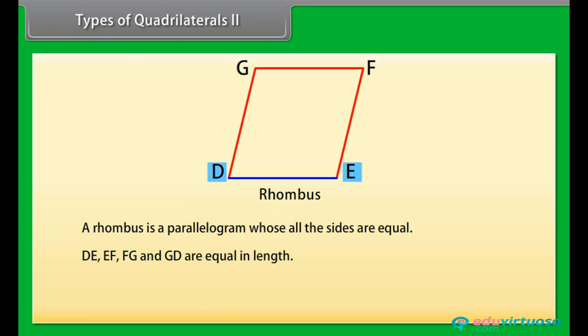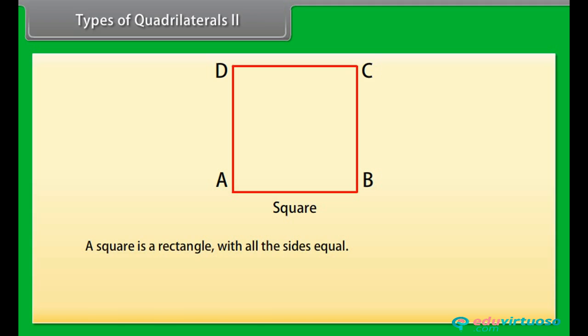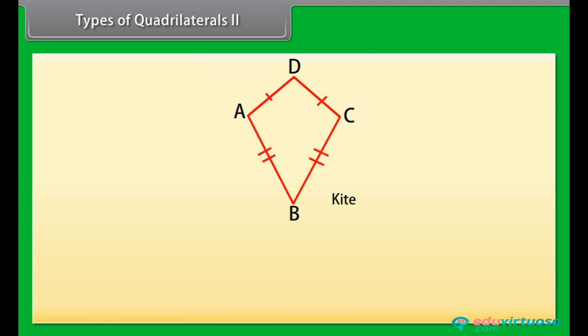Here lines DE, EF, FG and GD are equal in length. So DEFG is a rhombus. Look at this figure now. This is a square. A square is a rectangle with all the sides equal. ABCD is a square. The last one is kite.